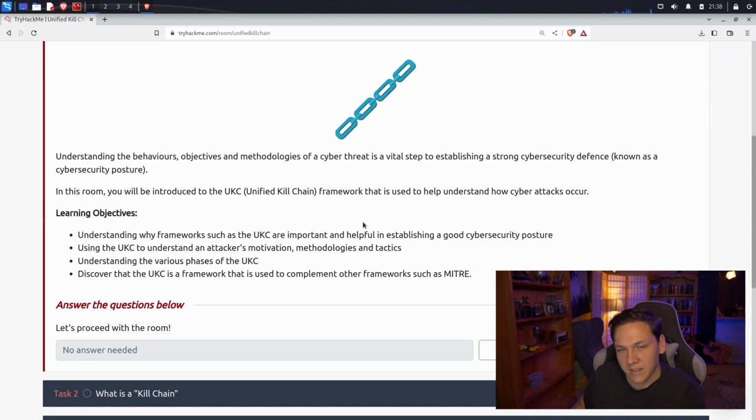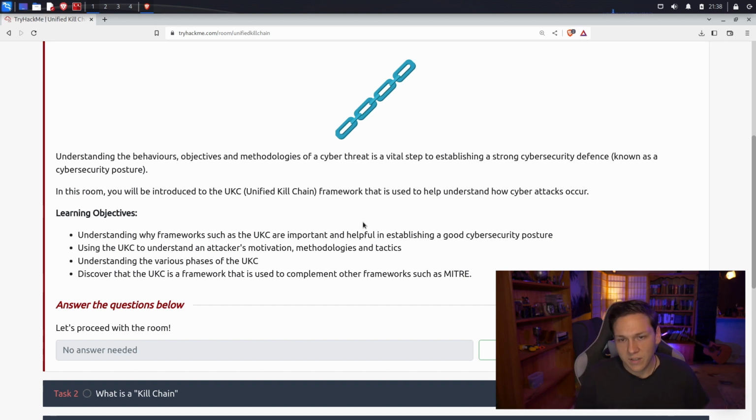Introduction. Understanding the behaviors, objectives, and methodologies of a cyber threat is a vital step to establishing a strong cybersecurity defense, known as cybersecurity posture. In this room, you'll be introduced to the UKC, the Unified Kill Chain framework, that is used to help understand how cyber attacks occur.